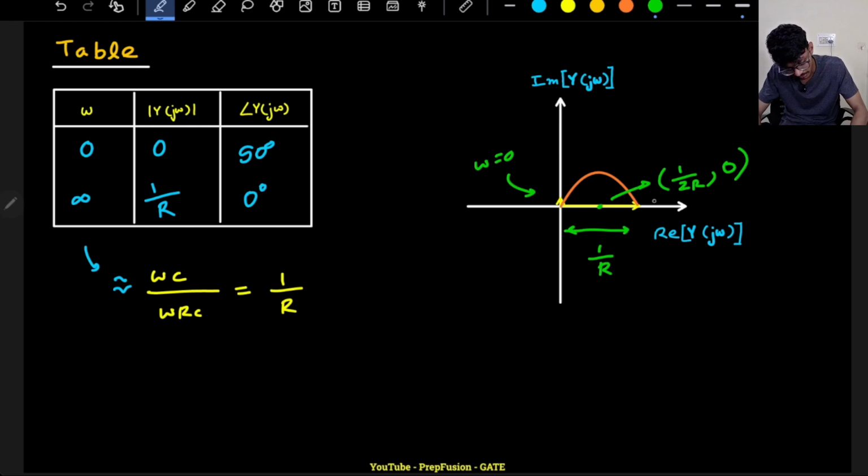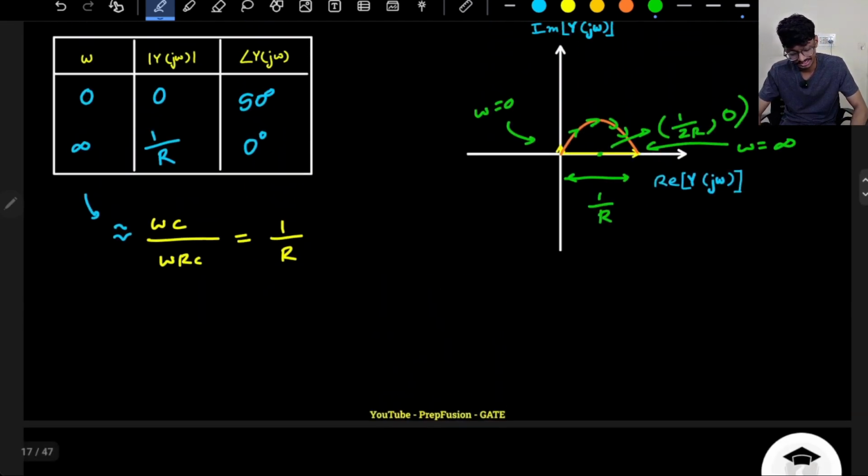I end here, omega equals to infinity. The arrows will be something like this. Okay. That's it. That's how simple the locus diagram is. Okay. This is the admittance locus diagram.